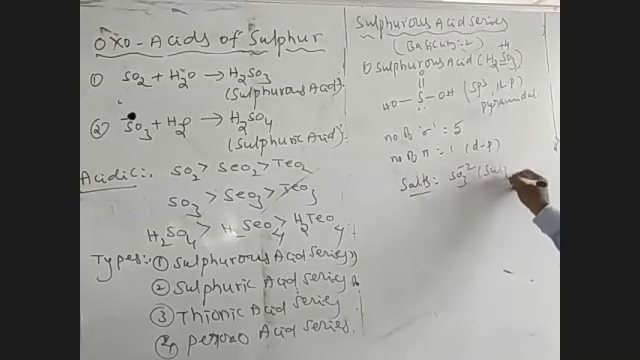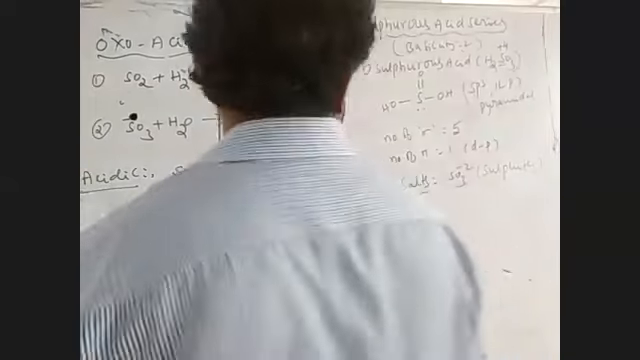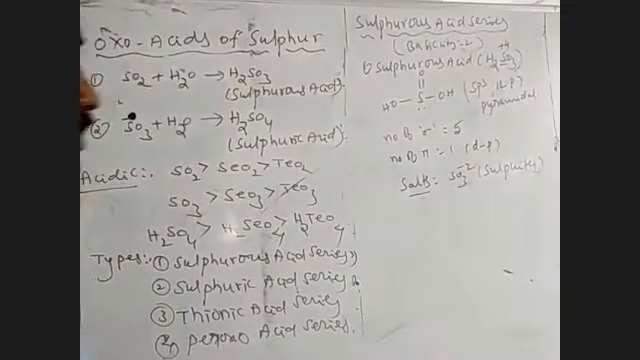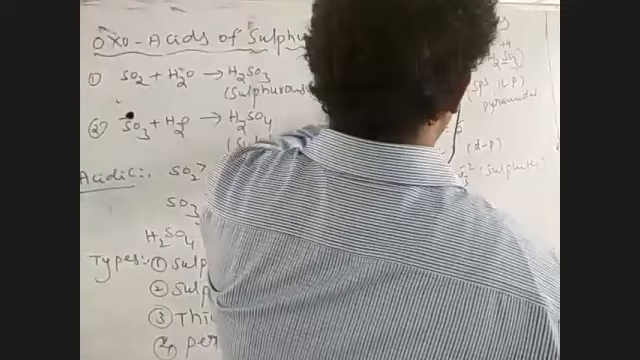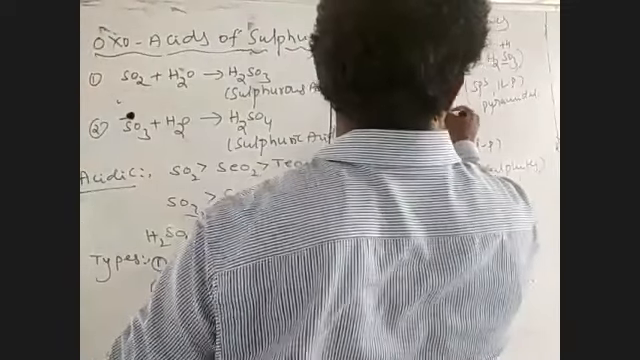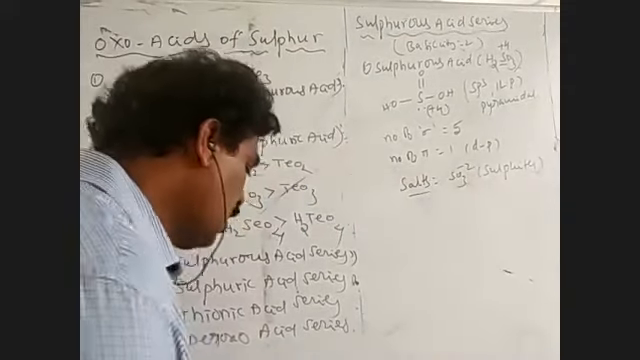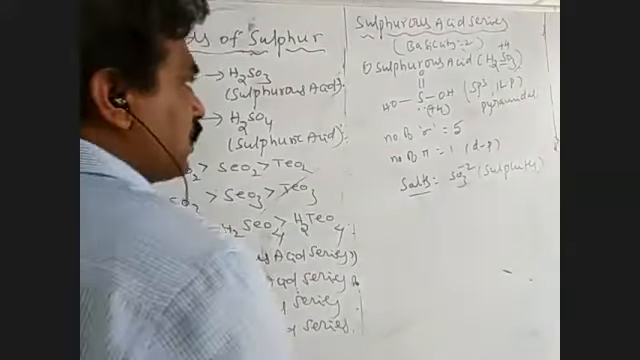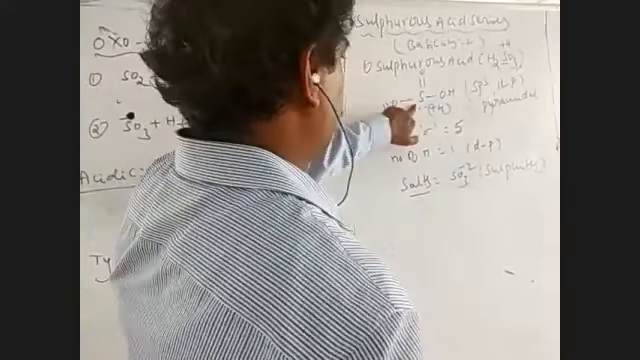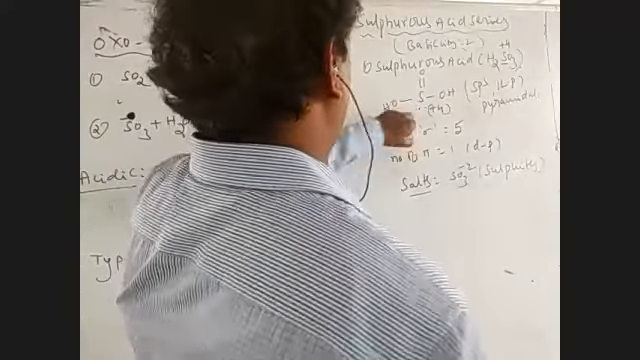The salts of sulfurous acid are known as sulfites. Here, the oxidation state of sulfur is +4, with only one sulfur atom. It also exists as a tautomeric structure, a tautomeric form.